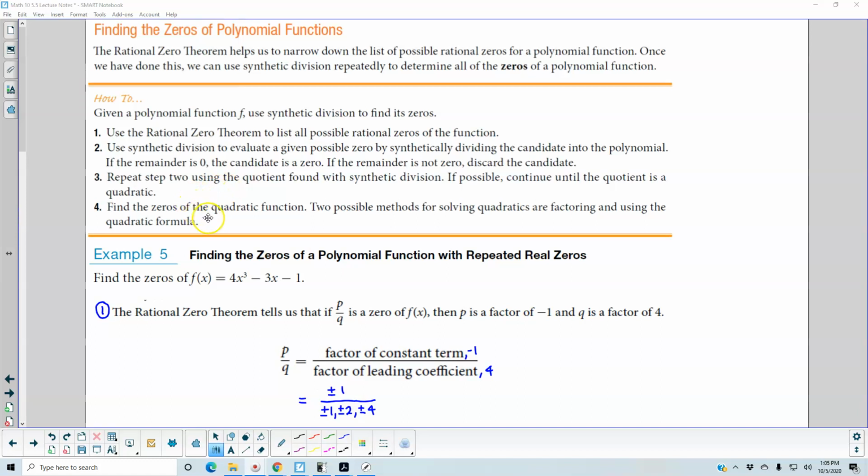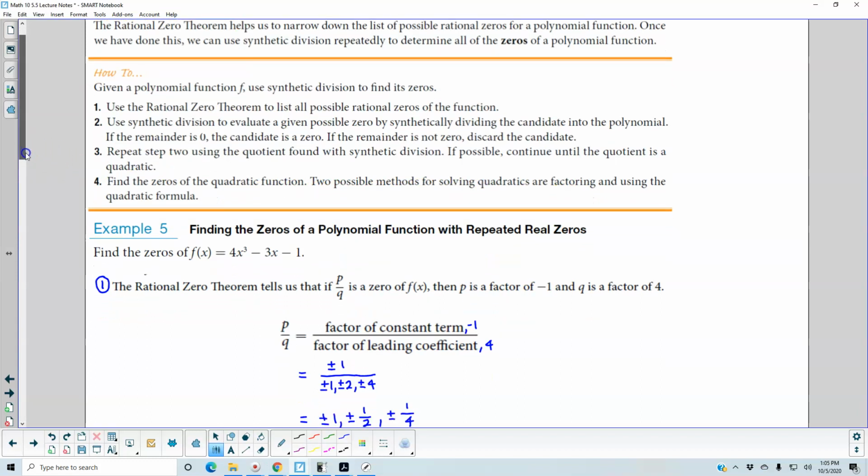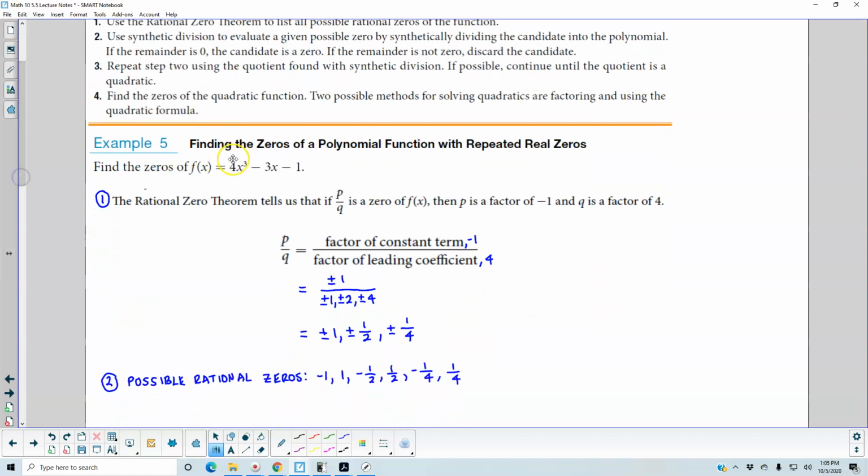Number 4, find the zeros of a quadratic function. Two possible methods for solving quadratics are factoring and using the quadratic formula. Example 5, we want to find the zeros of a polynomial function with repeated real zeros. We want to find the zeros of f of x, which is equal to 4x cubed minus 3x minus 1.